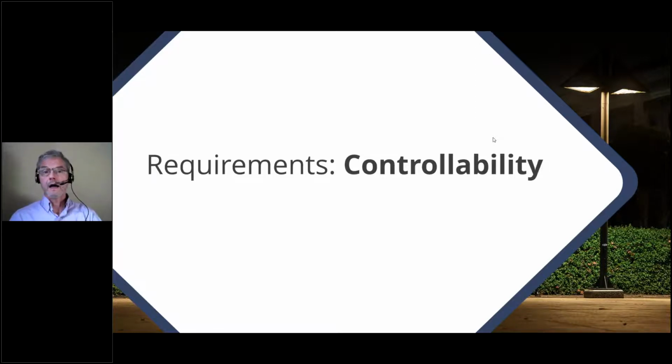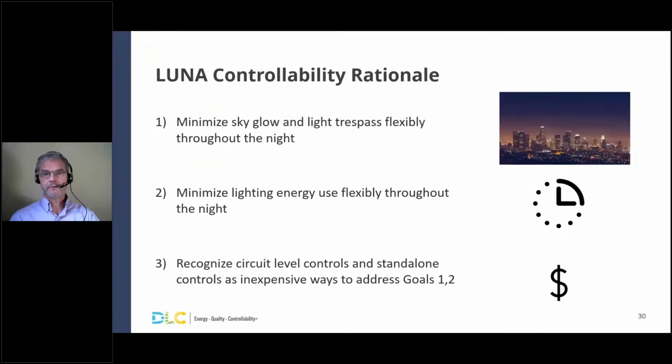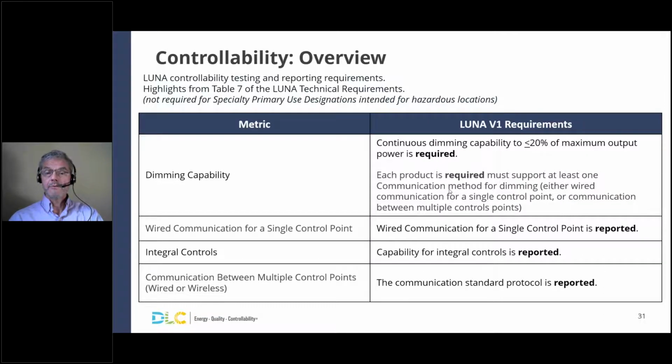Thanks, Leora. So next slide. I'll be talking about controllability, some new updates. The LUNA requirements for dimmability and controllability are designed so that LUNA qualified products can reduce light pollution and save electricity flexibly throughout the night by dimming down as far and as frequently as feasible, especially in the middle of the night when traffic volumes are low. Also, we want to recognize cost-effective ways to accomplish the first two goals without necessarily using a full-fledged network lighting control system. Next slide.